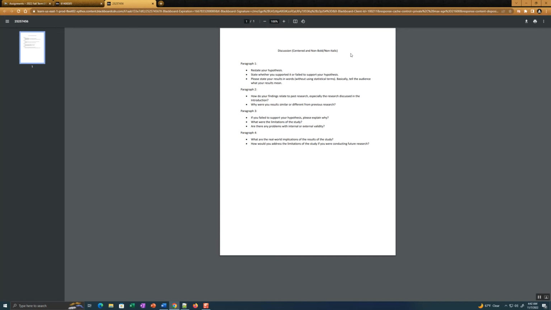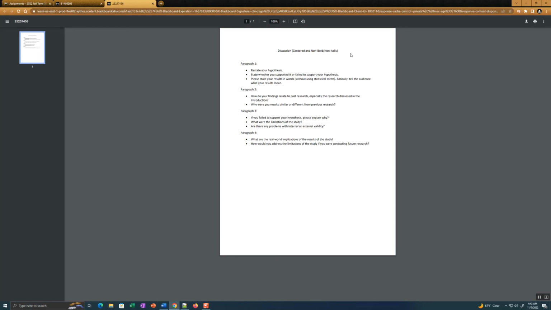Do not include data, do not include statistics, do not include any numbers. Just basically, was the hypothesis supported or not? And I guess you can mention that the 2 that were partially supported were due to low sample size, and that if the sample size was increased, they would be fully supported, because that's what would happen. But that's paragraph 1, so very easy. Just summarize the results of the study without statistics.